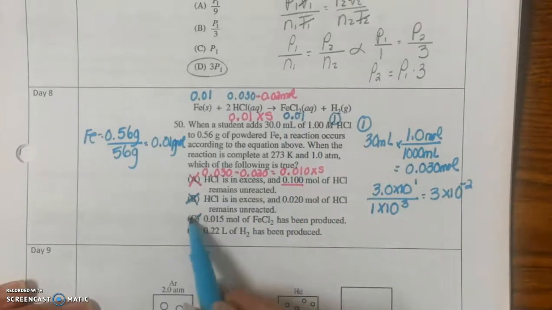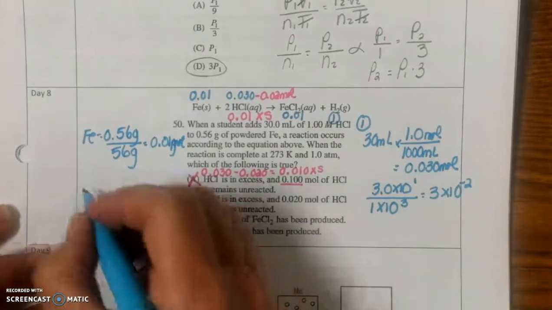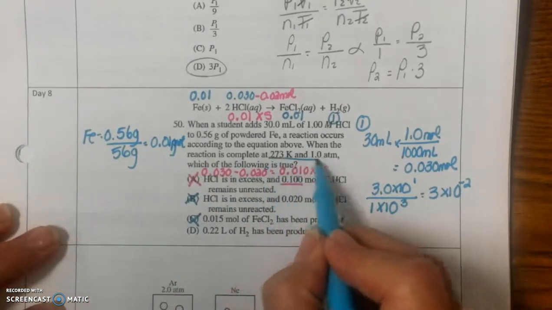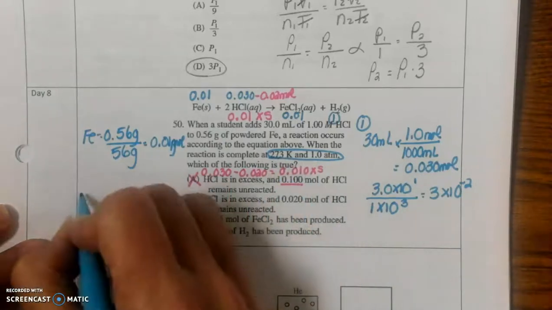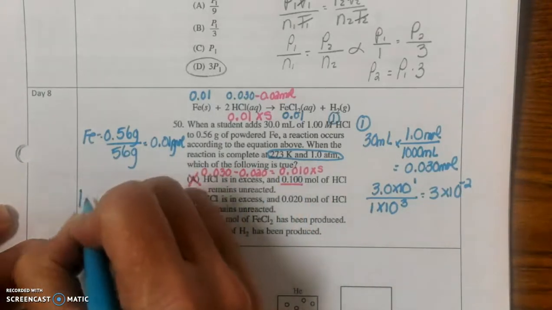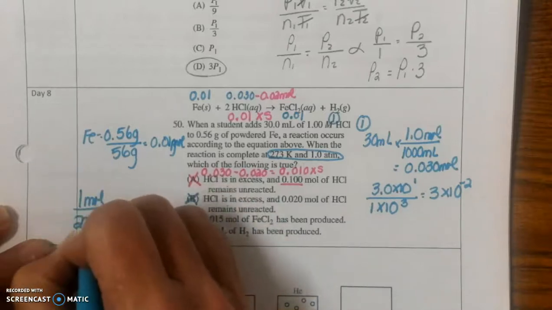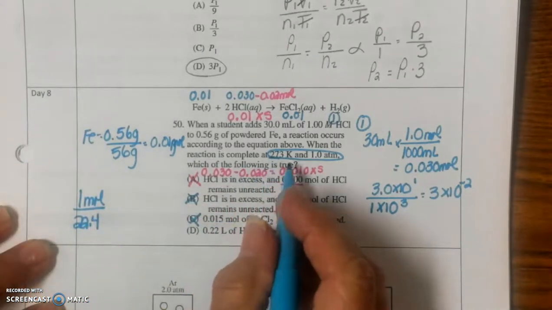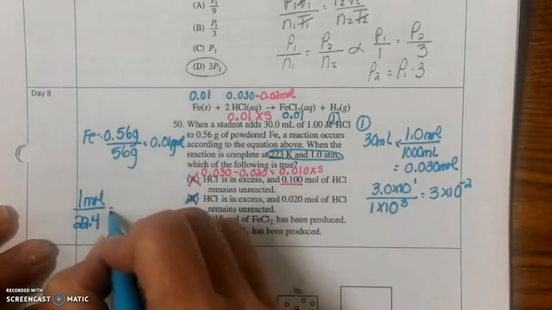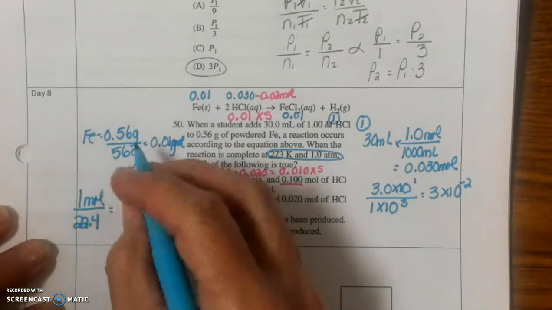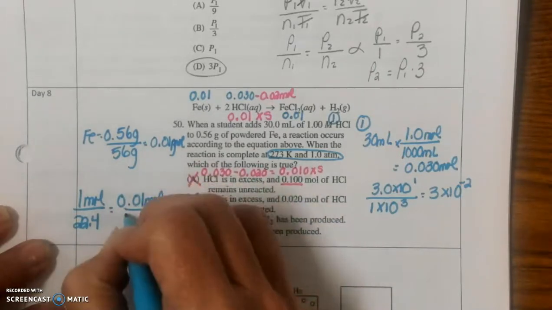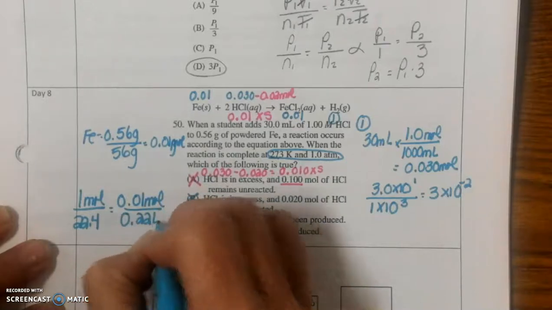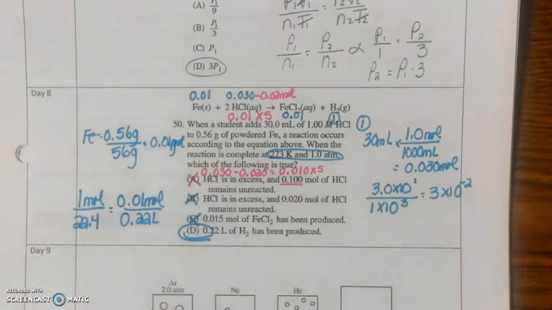What about this one? Okay, so let's do this. We know this is very important. That's STP. You should always watch for that, because if you are at STP, then you know that 1 mole is 22.4 liters of a gas at STP. So that means that 0.01 mole would be 0.22 liters, and so D would be correct.